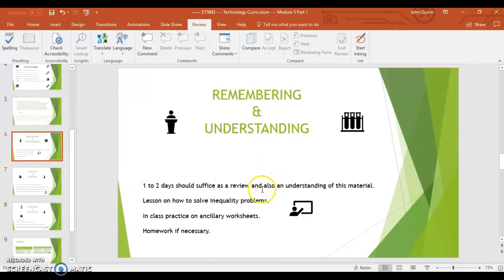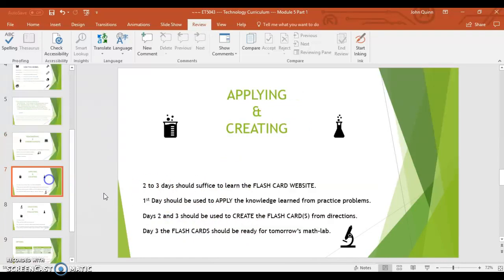Also, I got myself teaching here at the podium for a little lecture. But basically, you're just reviewing the stuff, and the lessons on how to solve inequality problems, in-class practice, ancillary worksheets, homework if necessary, just stuff to make them remember and to understand.